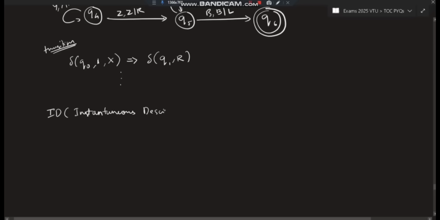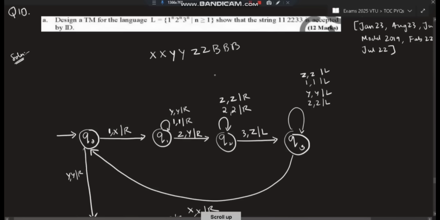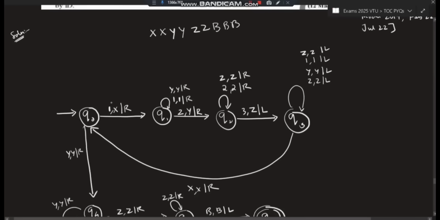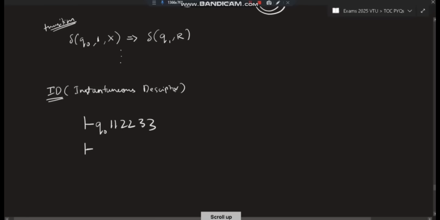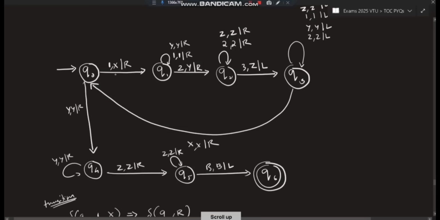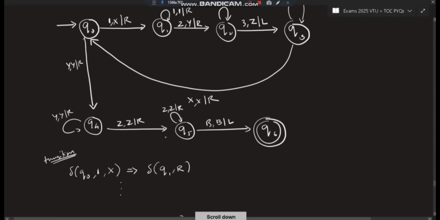Instantaneous descriptor: how will you do it? Just take the same string here, 112233, and the starting state you will take is q0. So write it like this. After this, you'll write q0 112233, and then q1. q0 on 1: where does it go? It goes to q1 and the 1 becomes x. This one became x and went to q1 in the right direction.